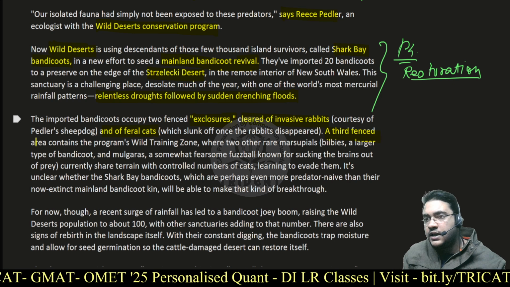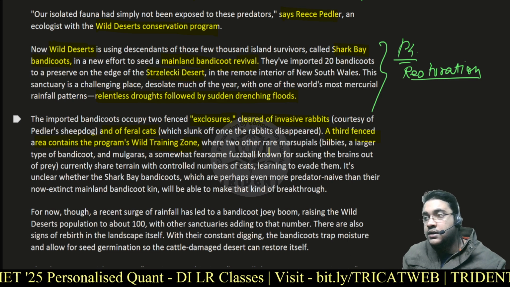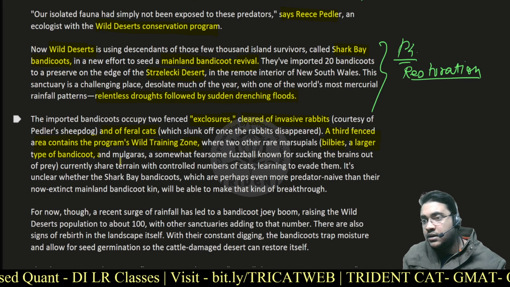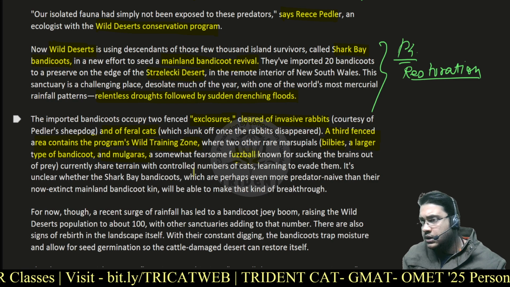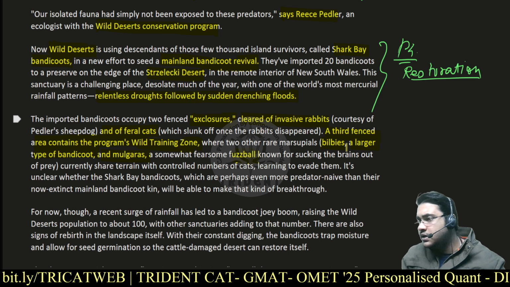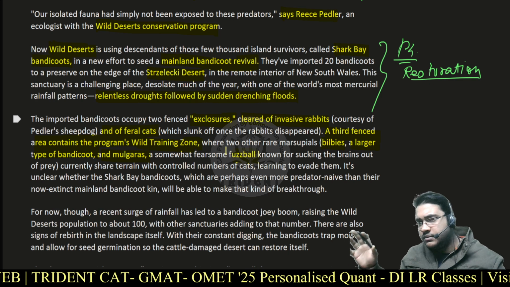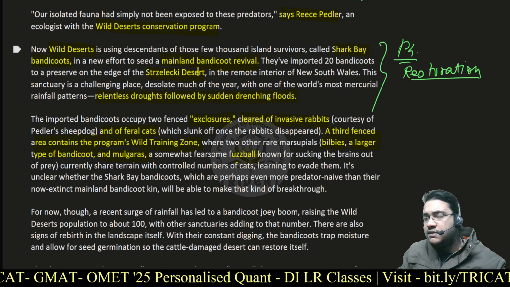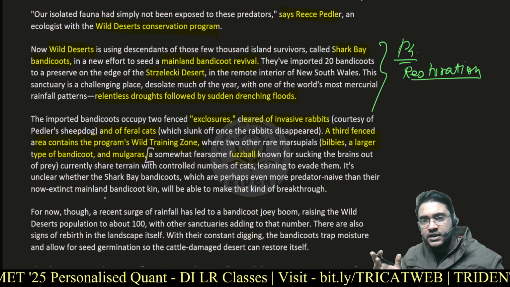A third fenced area contained the program's wild training zone. Okay, this is interesting, where 2 other rare marsupials, billybees, a larger type of bandicoot, and mulgaras, a somewhat fearsome fuzzball, known for sucking. Okay, hold on. 2 other types of marsupials, billybees, a larger type of bandicoot, and mulgaras. So they are keeping a third fenced area that contains the wild training program, but suddenly, without any information, they have added another thing. Okay, if you see the sudden change, there's just a comma.